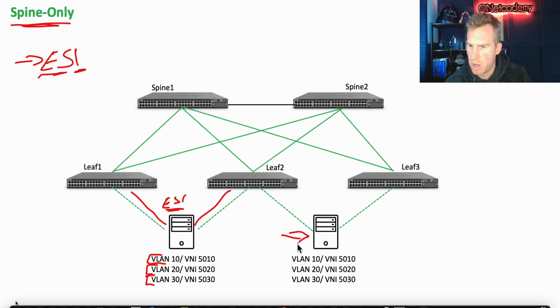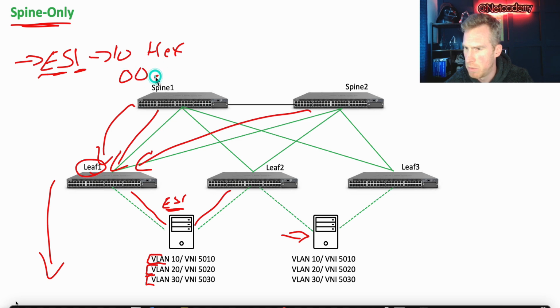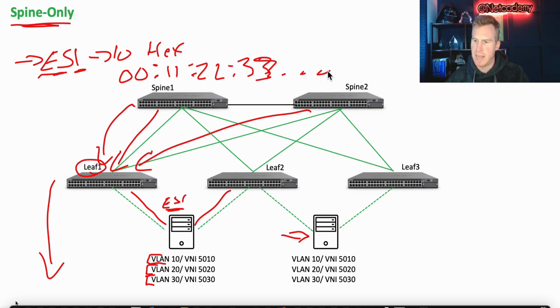But ESIs don't just work from the access leaf down. No, they actually can be configured from the spine layer down to the leaf devices. Why? Well, if we look at it from leaf 1's perspective, it's got a connection from spine 1 down to leaf 1 and from spine 2 down to leaf 1. So you can have ESI running throughout that data center network. And as we know, this is a 10-byte value, which will start with something like 00:11:22:33, etc., until you get those 10 bytes.